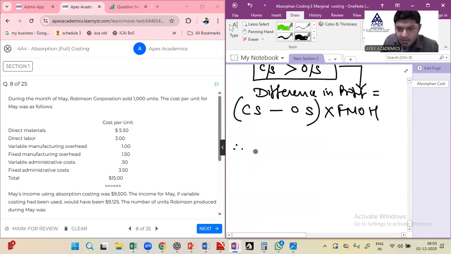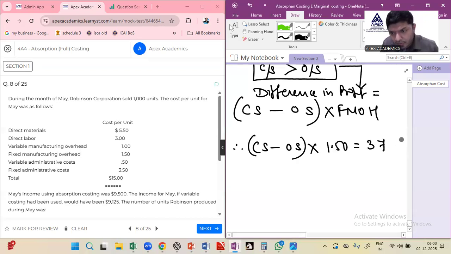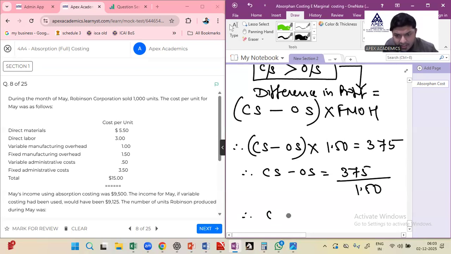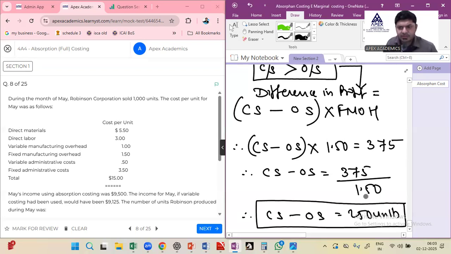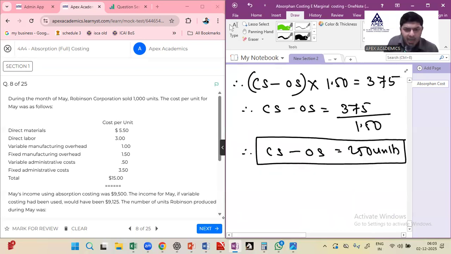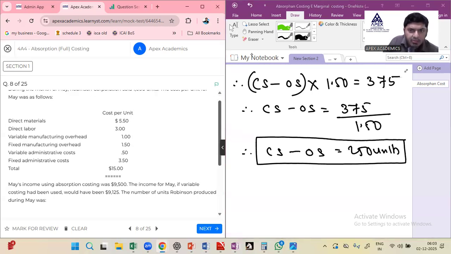Therefore, can I say that closing stock minus opening stock multiplied by fixed manufacturing overhead of 1.5 is equal to difference in profit of 375. Therefore, closing stock minus opening stock is 375 upon 1.5, which is equal to 250 units. How 250? 375 divided by 1.5. Now, what they are saying ahead in the question, the number of units that Robinson produced during May.